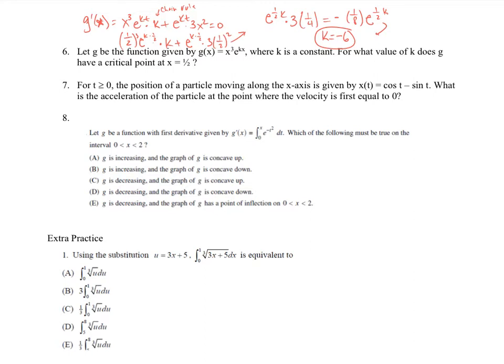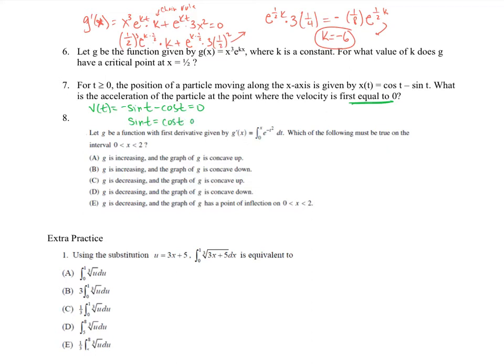For t greater than 0, the position of a particle moving along an x-axis is given by x of t equals cosine t minus sine t. What is the acceleration of the particle at the point where its velocity is first equal to 0? All right, well, since this is x of t, v of t would be that derivative. So this is going to be negative sine t minus cosine t equals 0.